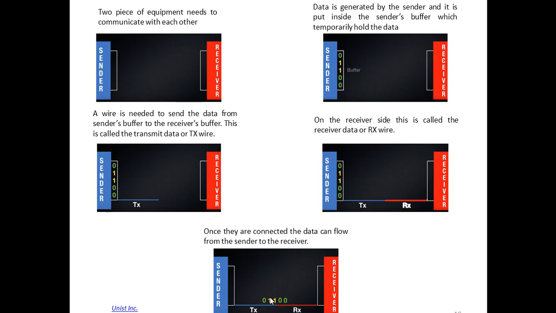Once these two cables are connected, the data can flow from the sender to the receiver side. So we need to have a TX and an RX cable. What I'm telling you right now is basically all those pins that are on the back of your instrument, what each one of those pins actually means. So one of them is the TX and the RX.